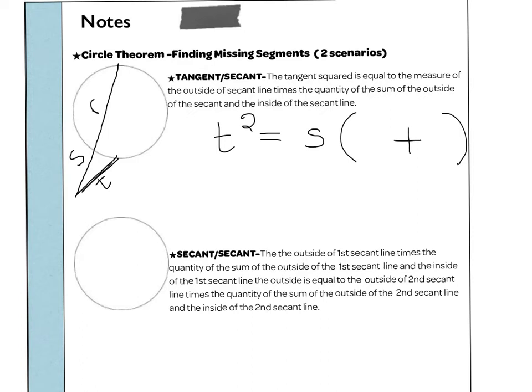Okay, because that's what it says here. Sum of the outside of the secant and the inside of the secant. So, I'm going to sum this outside part with this inside part. So that means I just write S plus R.